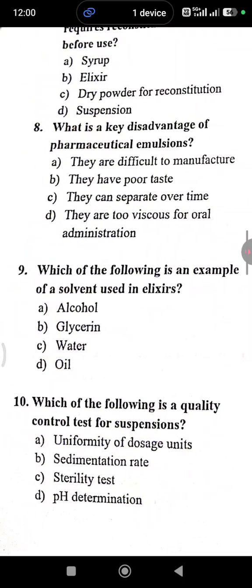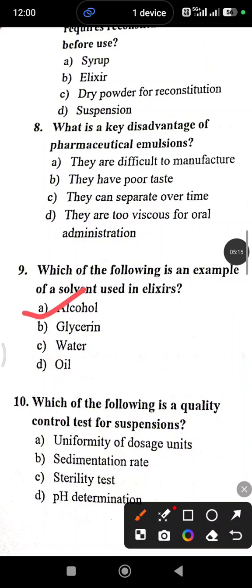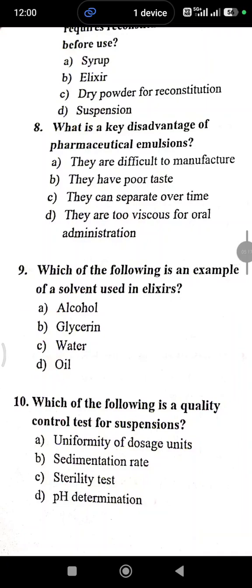Let's go to question number 9. Which of the following is an example of a solvent used in elixirs? The solvent in elixir is alcohol. Elixir is an alcoholic solution with added sugar.